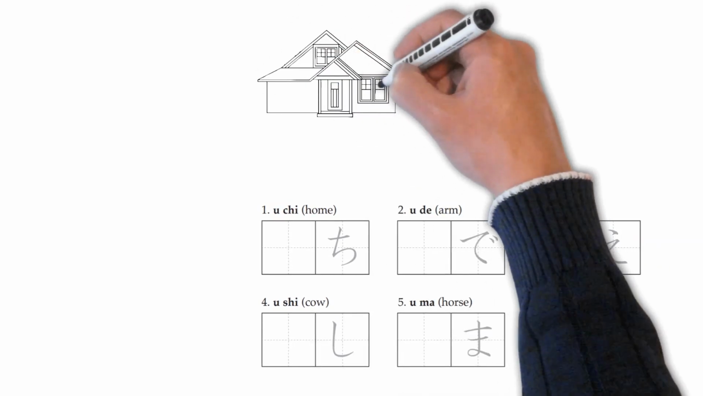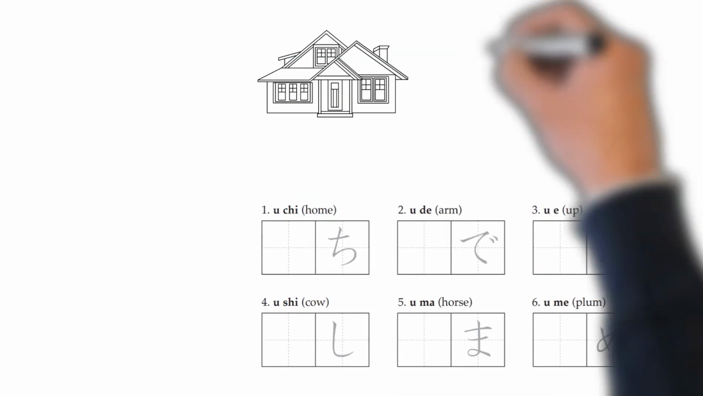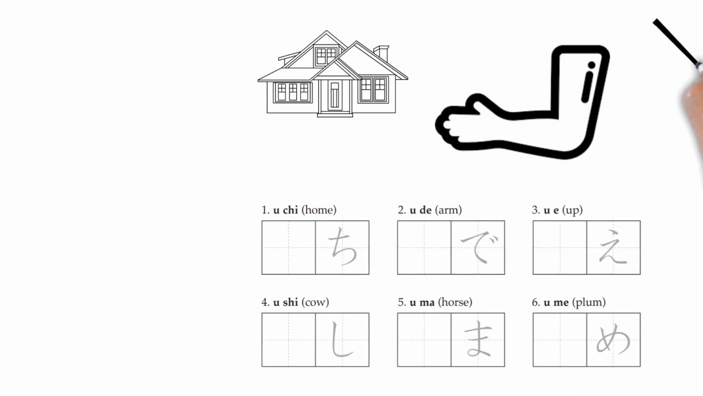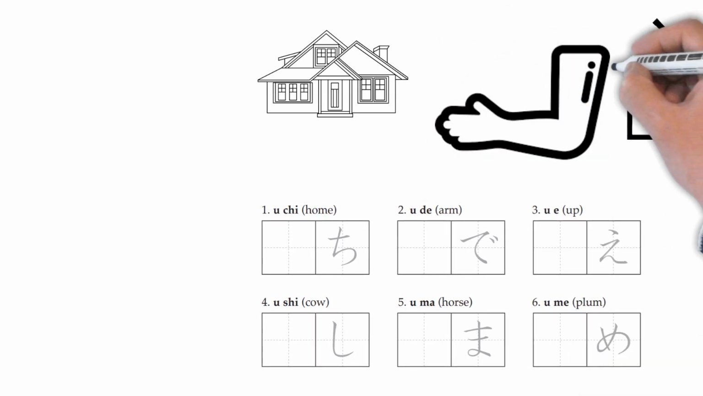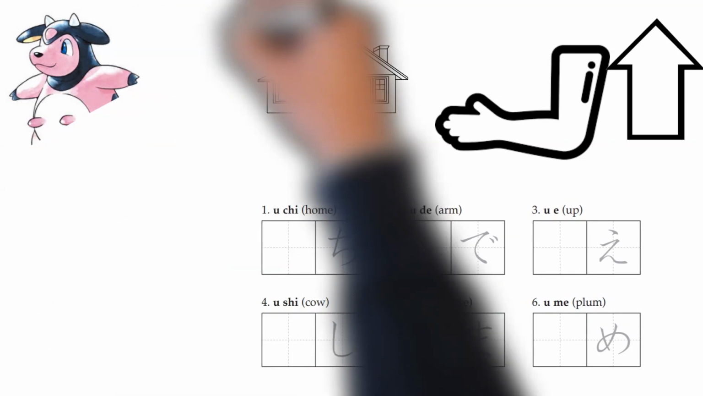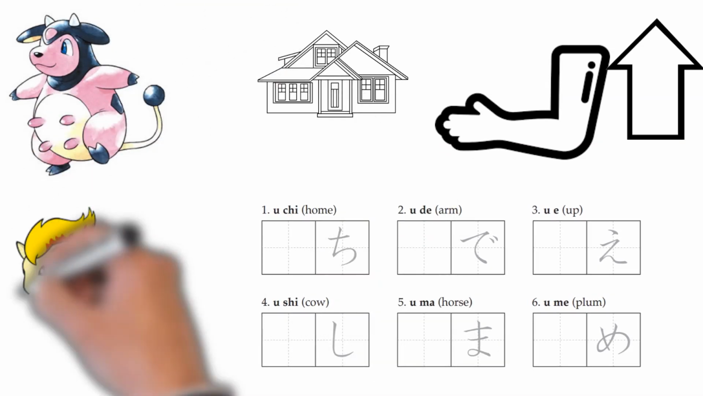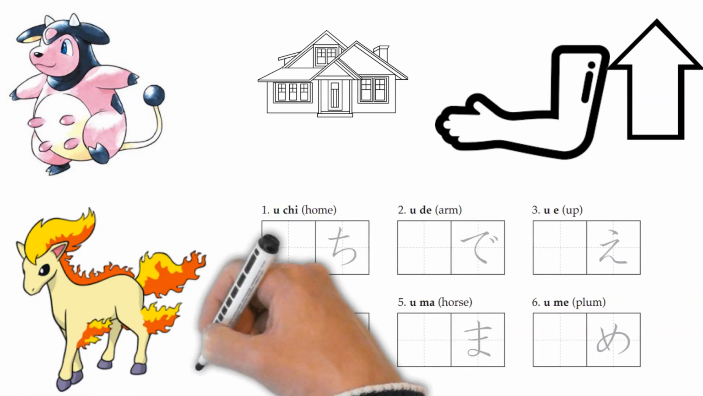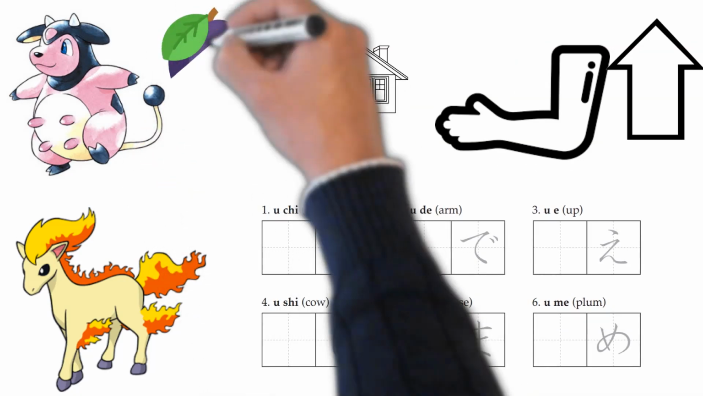Now, let's go for our first word, uchi, for home. Then we have ude for arm. Then ue for up. Then let's have our cow. We have ushi. And horse is uma, and ume is plum here.